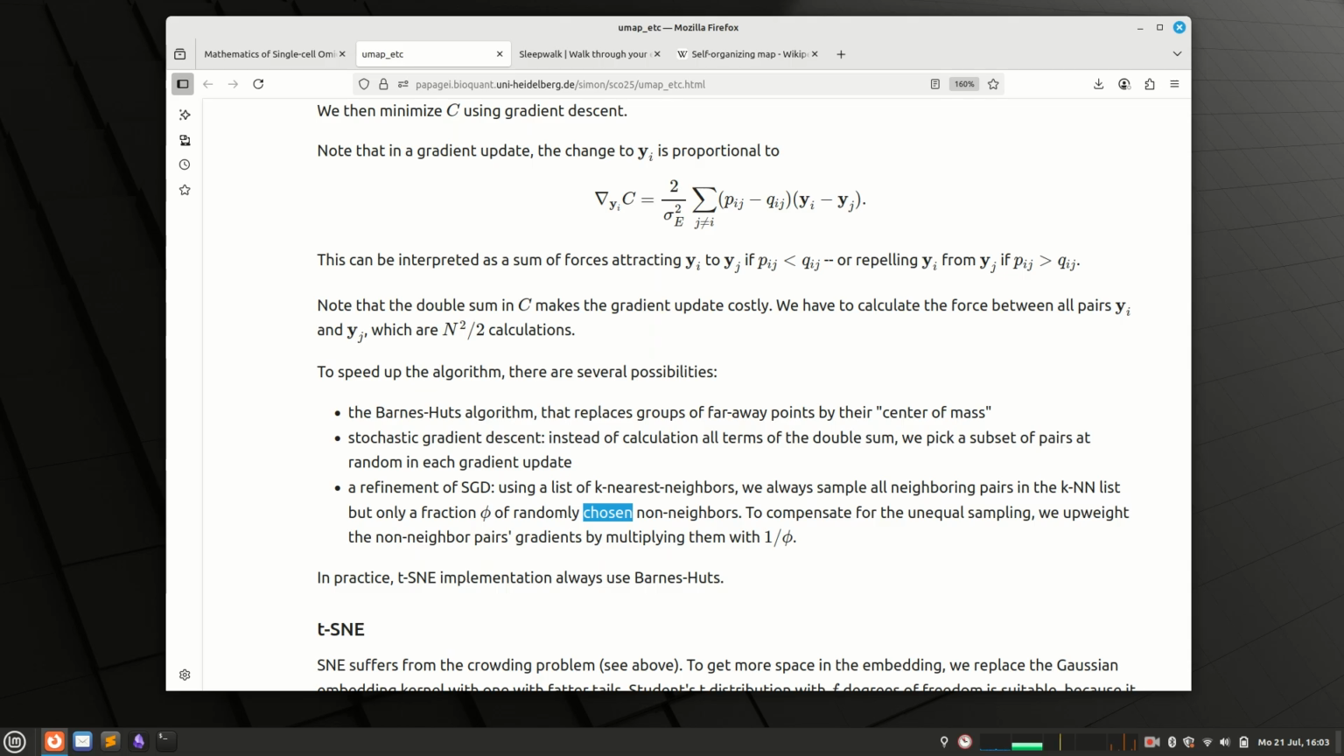No, I shouldn't call it repulsive sampling. There is a word for that. I always want to say rejection sampling, but that's something else.